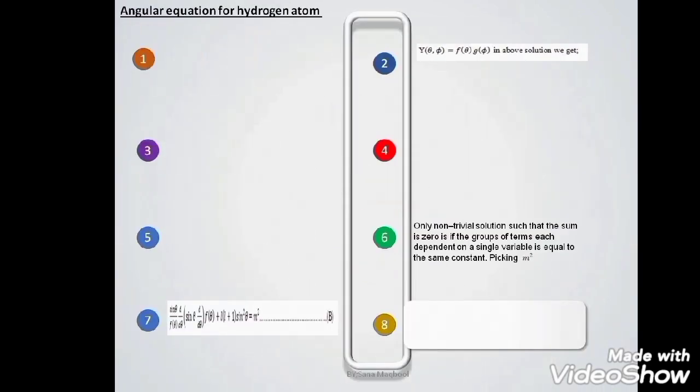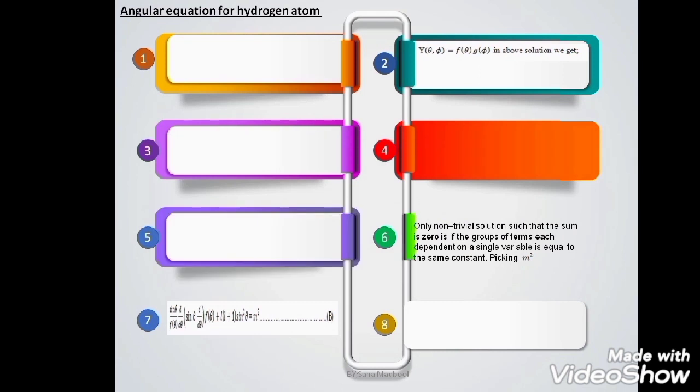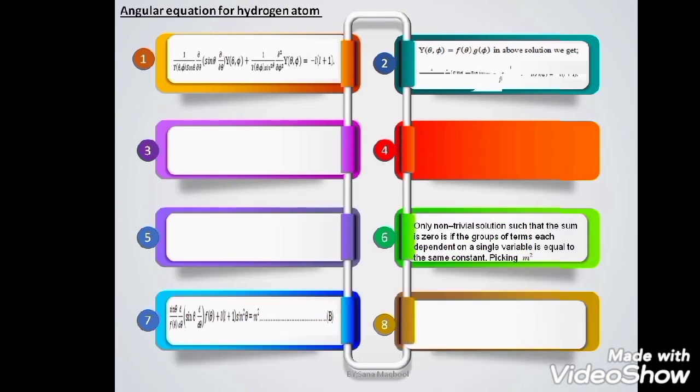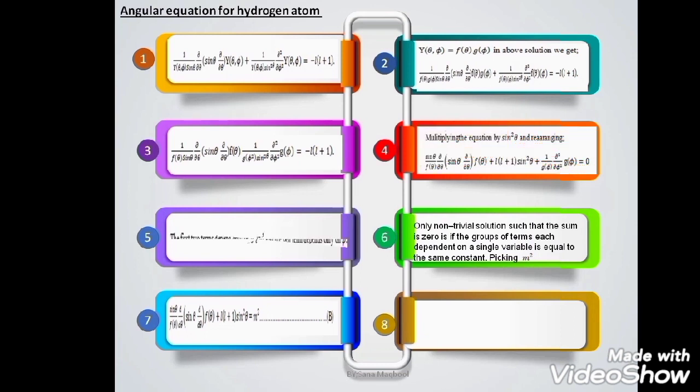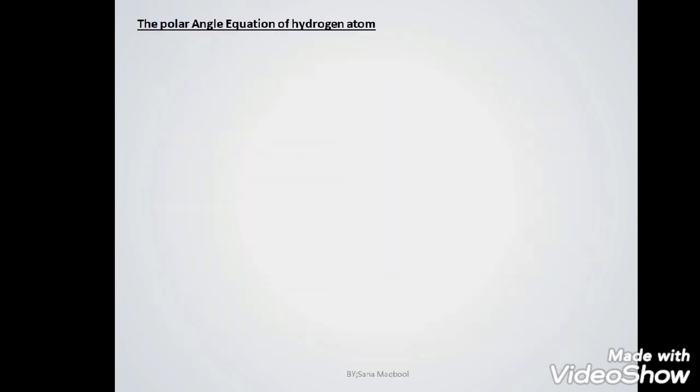Now, for the angular equation of the hydrogen atom, we need to rearrange the Schrödinger equation and multiply that equation by sine squared theta, and after rearranging that equation we came to know that the first two terms depend only on theta and the last term depends upon phi, and we have attained the non-trivial solution as well. The non-trivial solution is that the sum is zero if the groups of terms, each dependent on a single variable, are equal to the same constant, let's suppose m squared.